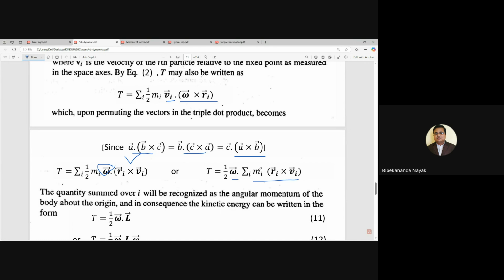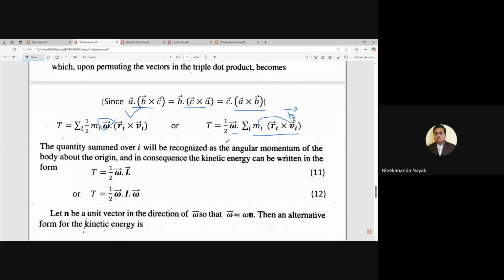It is nothing but m_i v_i is equal to p_i, and r_i cross p_i is equal to L. So my equation becomes half omega dot L. Again, L is equal to I omega. So T can be written as half omega dot I dot omega. Any problem? Have you got this equation or not?